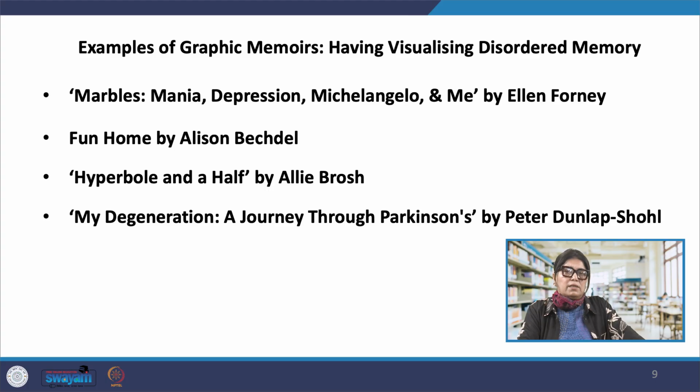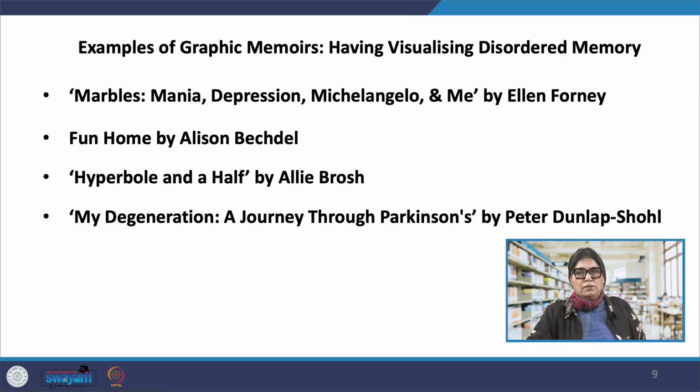Combining documents and memory, the blending of photos, diaries, and illustrations can create a sense of fragmented yet authentic past recollection. Prominent examples of graphic memoirs that include elements of visualizing disordered memory: Marbles: Mania, Depression, and Michelangelo and Me by Ellen Forney illustrate bipolar disorder through high energy, chaotic, and manic imagery.